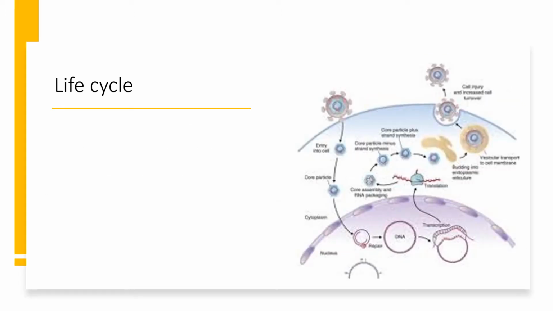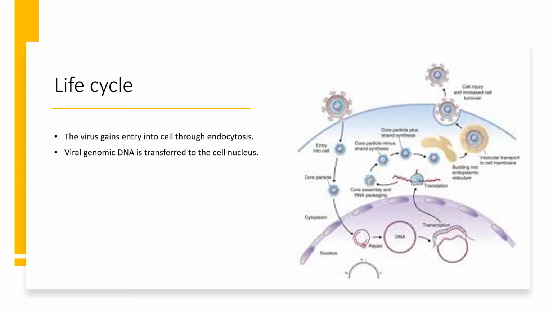So hepatitis B replicates by gaining entry into the cell. First, it binds to a receptor on the cell surface, and then it gets endocytosed or taken up within the cell. Once it is in the cytoplasm of the cell, the DNA of the virus is transferred to the cell nucleus by host proteins called chaperones.